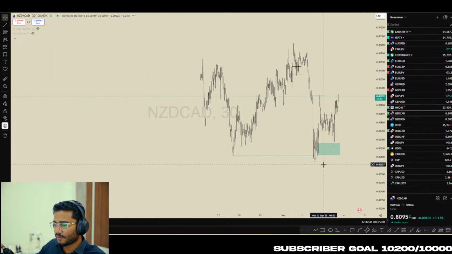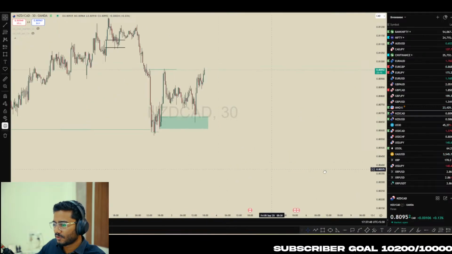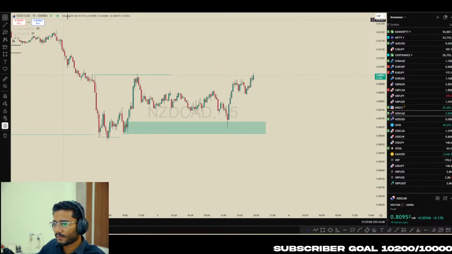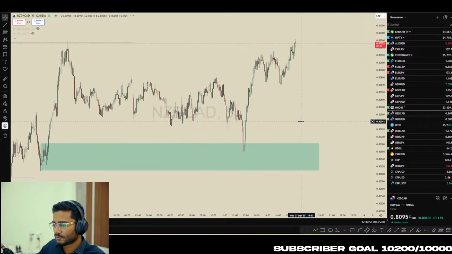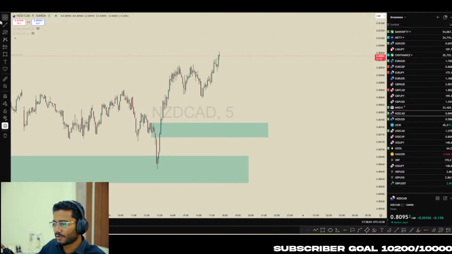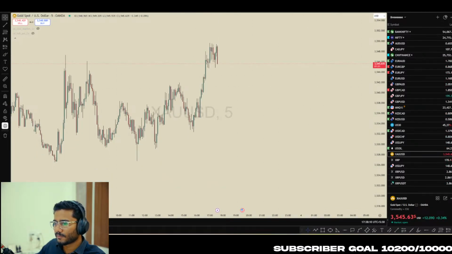NZD CAD, same thing. Price took out this low, then gives this change of pattern. We had this high, created liquidity tap to continue to the upside. So we have this breaker block, but it's continuing. Price has already taken out this previous low, so it's creating strong structure. It will continue higher. Let's look for new entries.